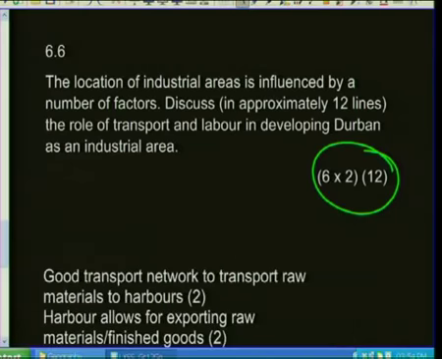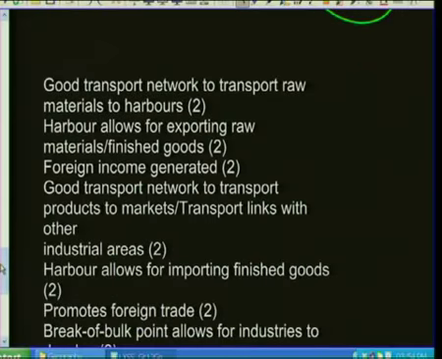We need access to transport so that we can get in our raw materials and get rid of our finished products to the market. And we need to be fairly close by to a residential area in order to attract labour to work in our industrial area. Now, if my maths is right, that's 6 points. Sure enough, here we have it.